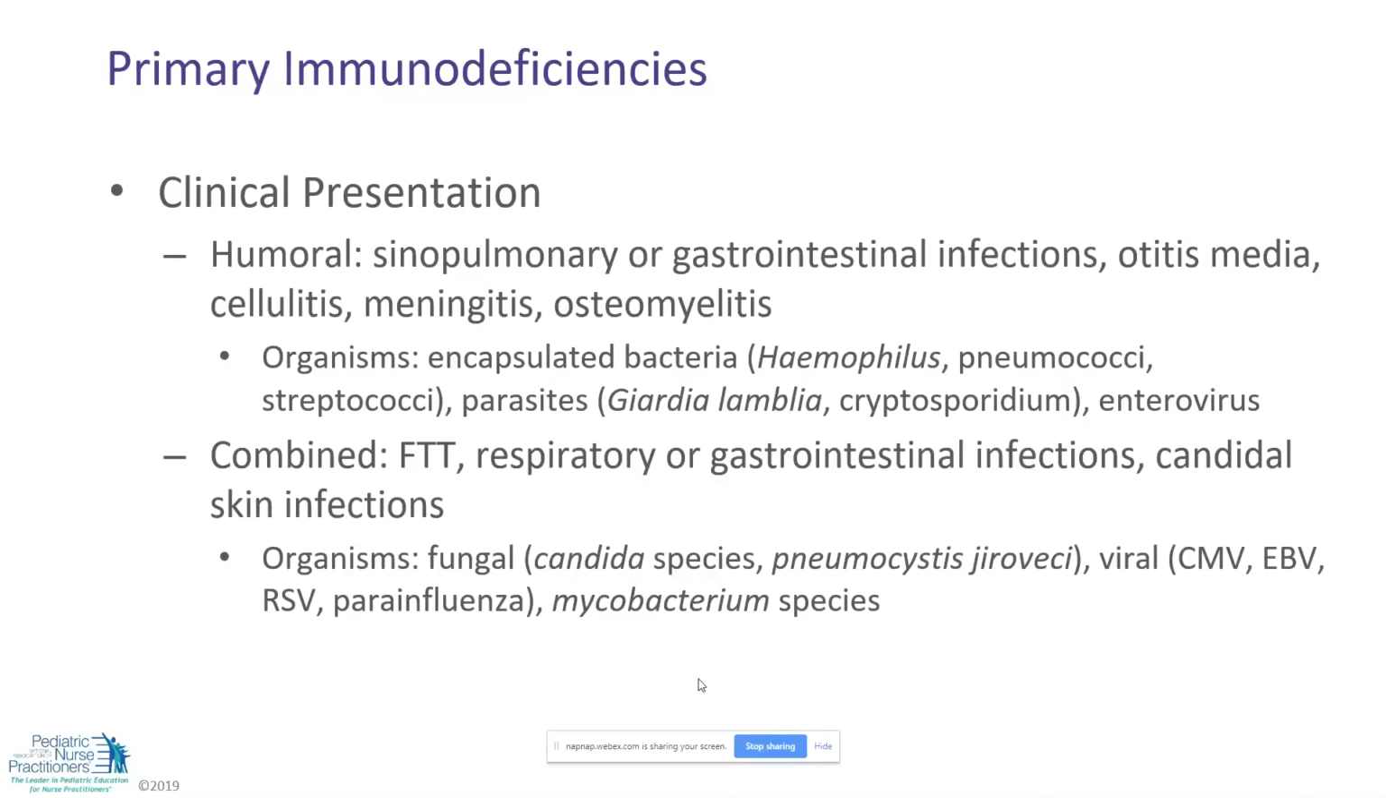So there are the fungal organisms as well as viral, including CMV, EBV, RSV, and parainfluenza. And then from a bacterial perspective, the Mycobacterium species.